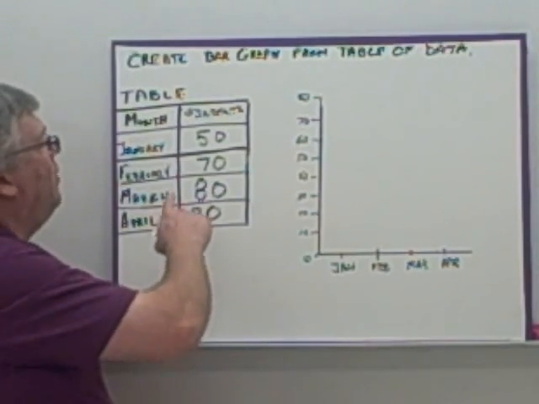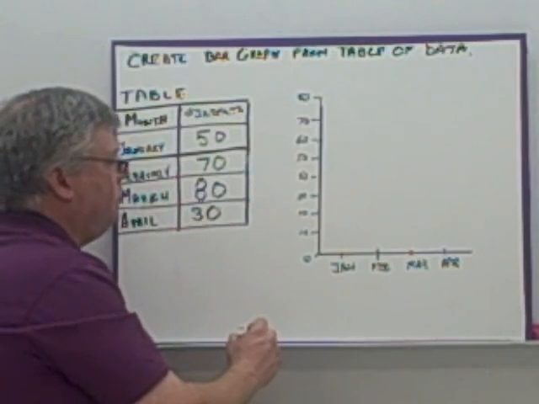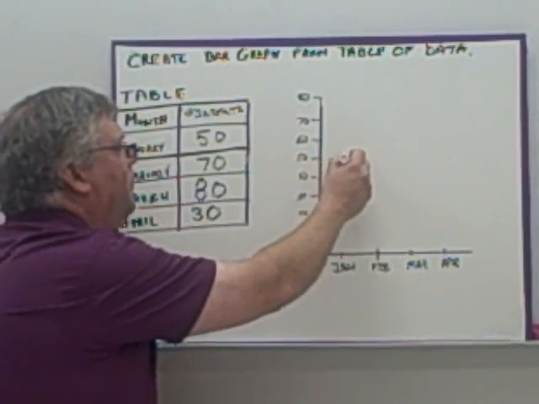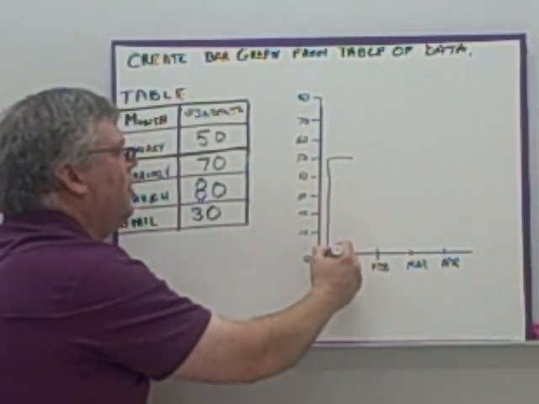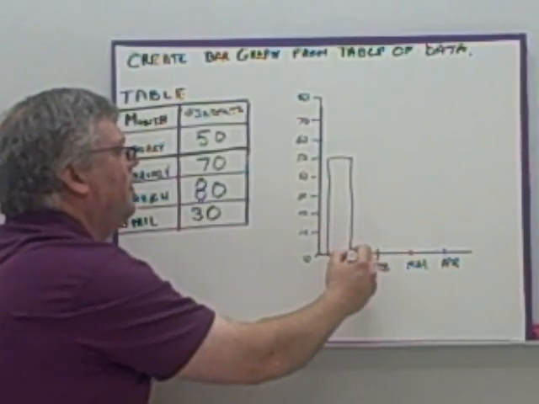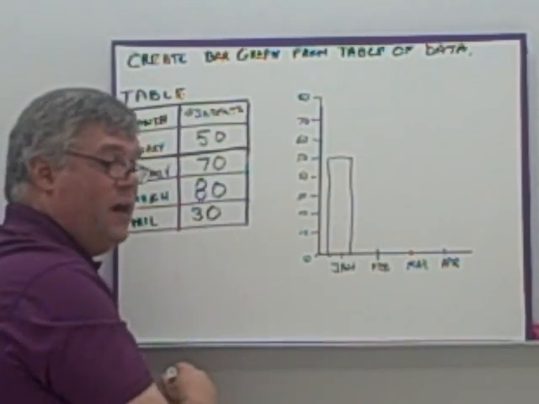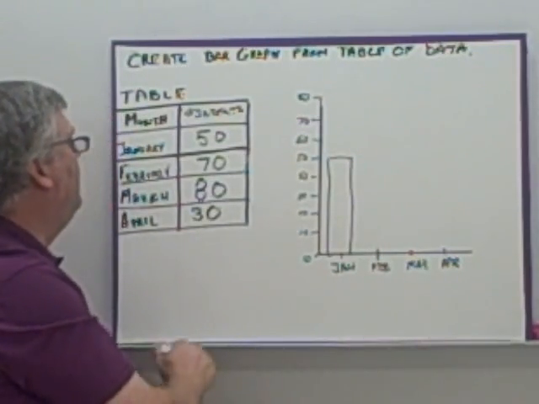All right, for January, we have 50. So we're going to draw a bar at the level of 50 for January. Line up here at 50, bar going down for 50 for January.